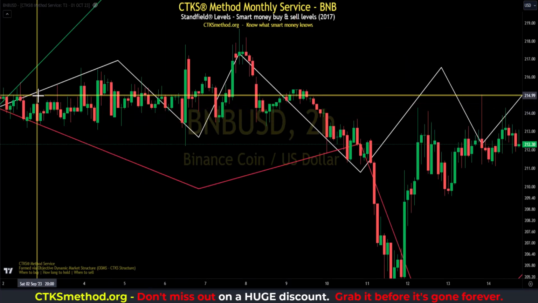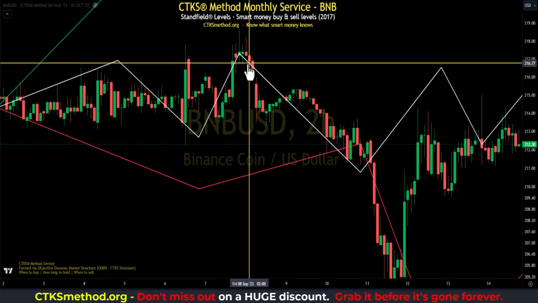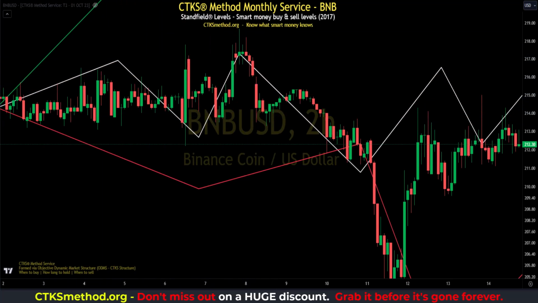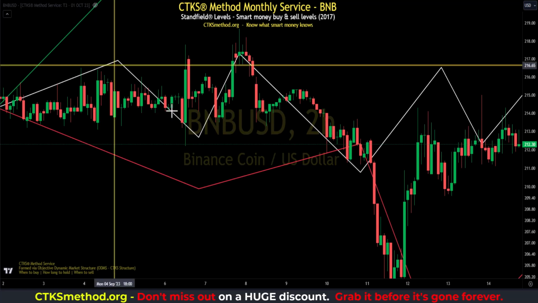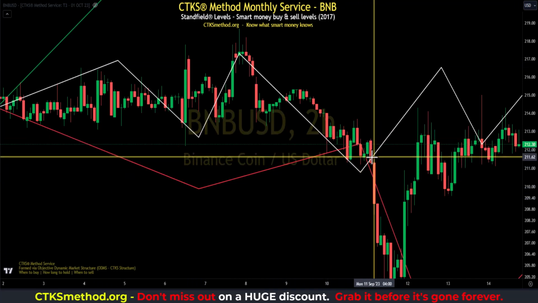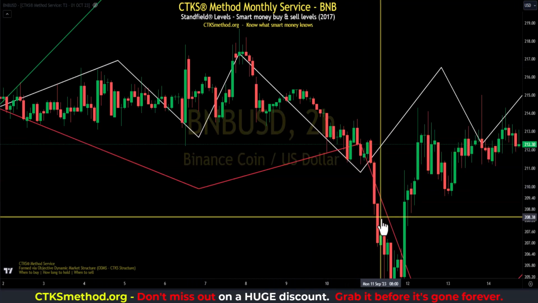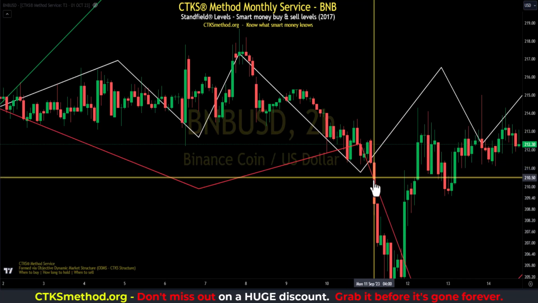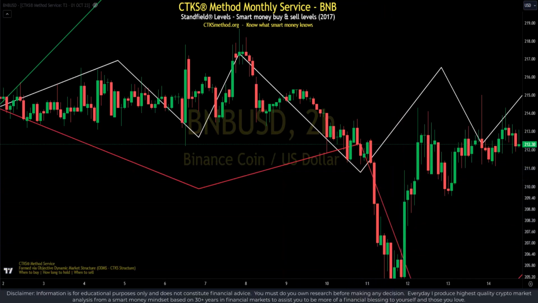The key to remember, a three-dimensional risk management path is only formed in relationship to CTKS structure. That is where smart money is buying and selling, and you can see here that BNB reached a very dangerous point. It lost a level of structure, and that's why it came down so fast, and that's exactly why the negative curve is pointing down like this. Fortunately, BNB recovered. But why did it recover? Because total crypto market cap and Bitcoin recovered, and also the indices recovered.